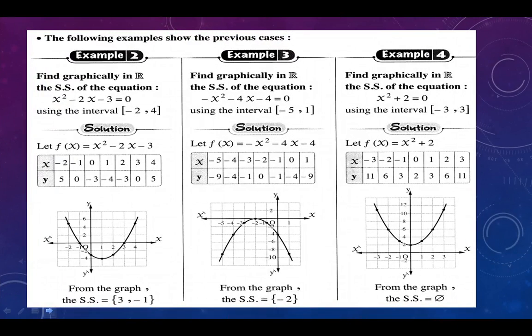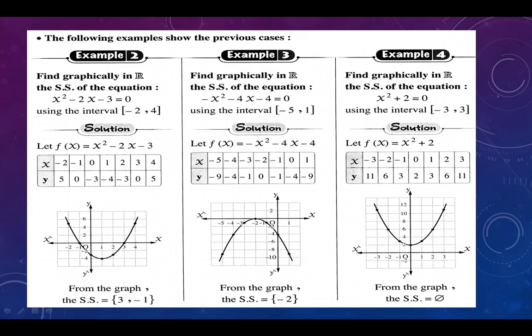Let's start our examples. The following examples show the previous cases. Example: find graphically in R the solution set of the equation x power of 2 minus 2x minus 3 equals 0 using the interval from negative 2 to 4. Closed negative 2 to closed 4.